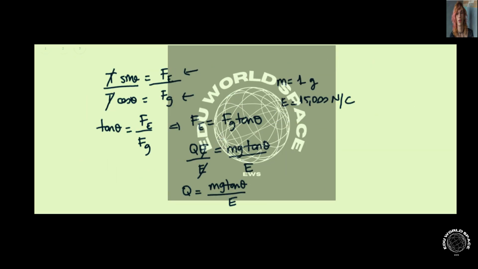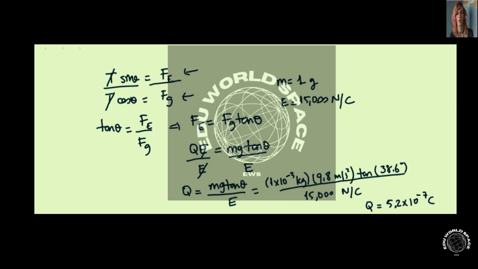Now, going back to our main equation, we're going to plug in the numerical values. 1 gram is 1 times 10 to the power negative 3 kilograms. g is 9.8 meters per second squared. Tangent of the angle we calculated, 38.6 degrees, divided by 15,000 newtons per coulomb. From here, we find the magnitude of the charge to be 5.2 times 10 to the power of negative 7 coulombs. And remember, this is a positive charge.